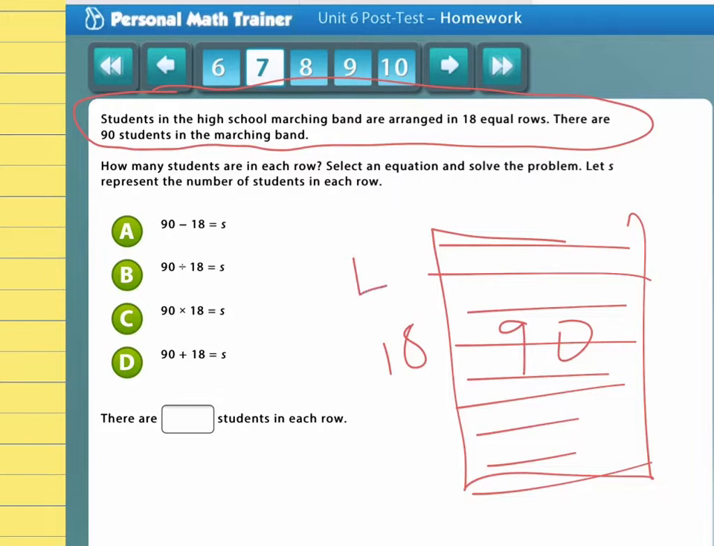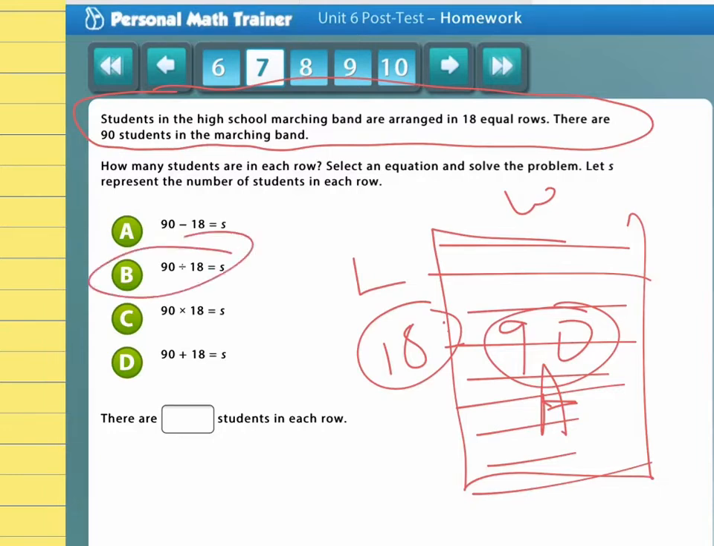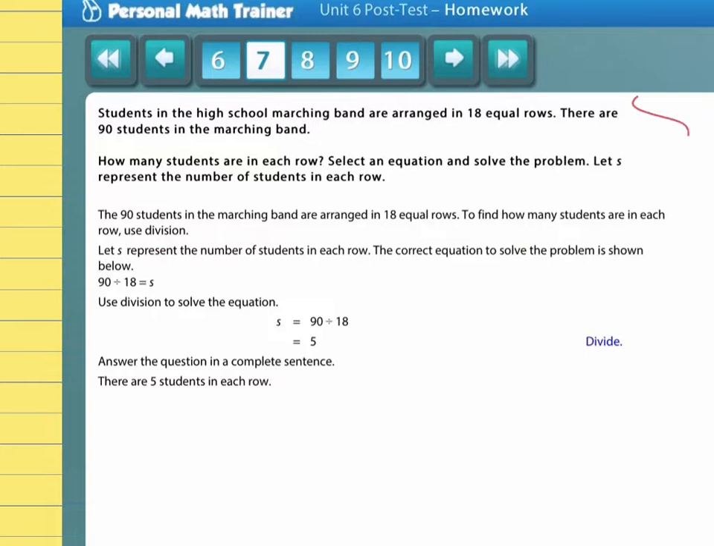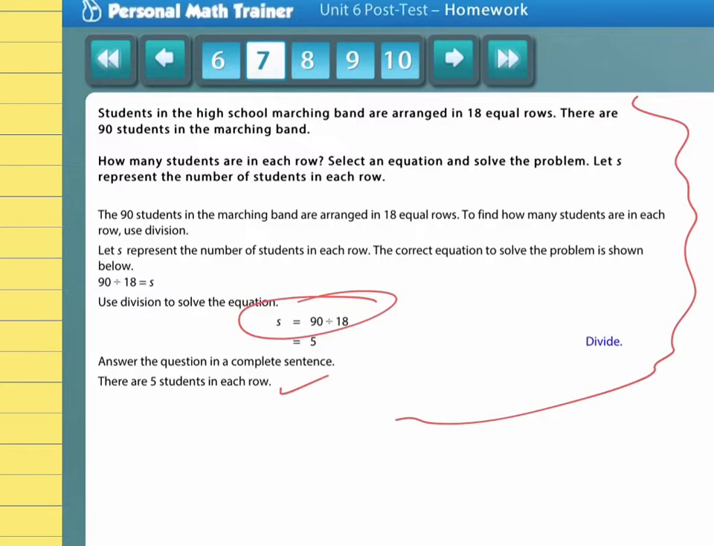Well, we know that length times width equals area, or we can say that area divided by the length will equal width. So what is 90 divided by 18? So we're going to use equation B as that, and we figure out the answer by dividing 90 by 18, which that answer should be 5 in each row. Let's check it out. All right, looking at the Think Central view example, we used the proper equation, and when we do the algorithm, 90 divided by 18 is 5, so there's 5 students in each row.